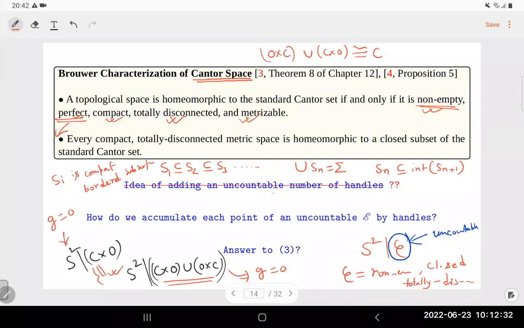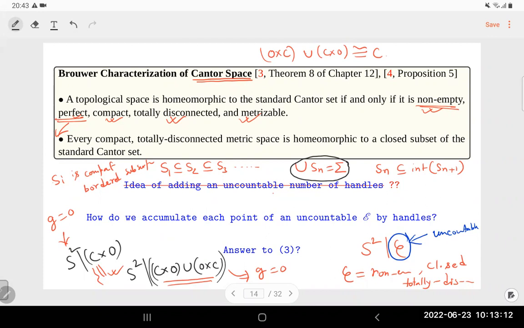We know from the classification theorem of compact bordered surfaces that each compact bordered surface can have finitely many handles. So roughly, we are taking a countable union of handles, and each Sn has finitely many handles. A countable union of finite sets is roughly countable. So this is the rough idea of why any non-compact surface can't have uncountably many handles.